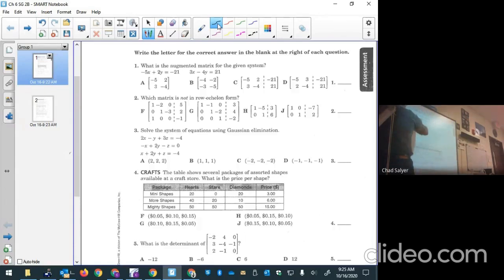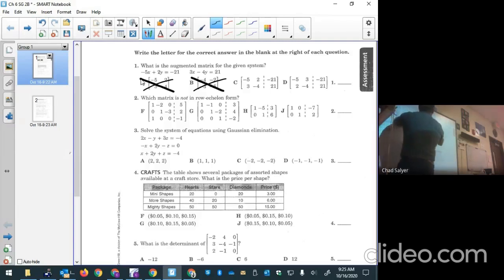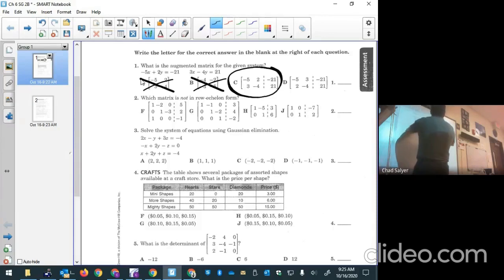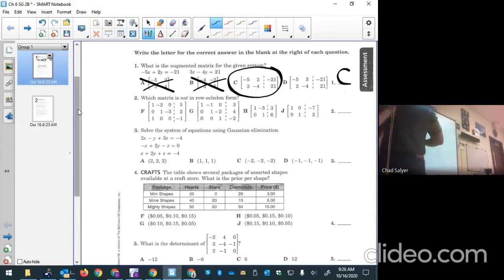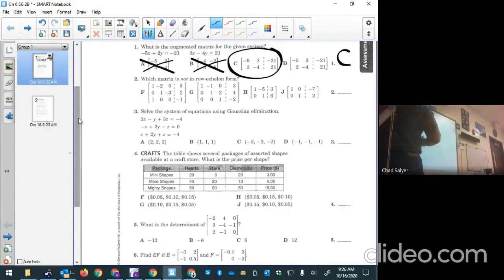Well, first of all, augmented matrices include the solution matrix attached. So A and B are excluded as a consequence of that. -5, +2, -21, +3, -4, +21. So only C matches. You notice D has a 2 where a 3 should be. So that's why D is incorrect. C is the answer we're looking for. C is in Charlie.